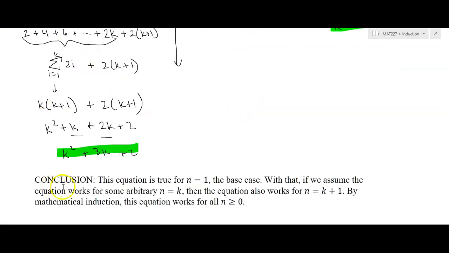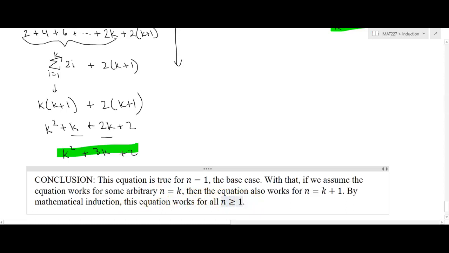So our conclusion is the same. This equation is true for n equals 1, the base case. With that, if we assume the equation works for some arbitrary n equals k, then the equation also works for n equals k plus 1. By mathematical induction, this equation works for all n greater than or equal to 1.